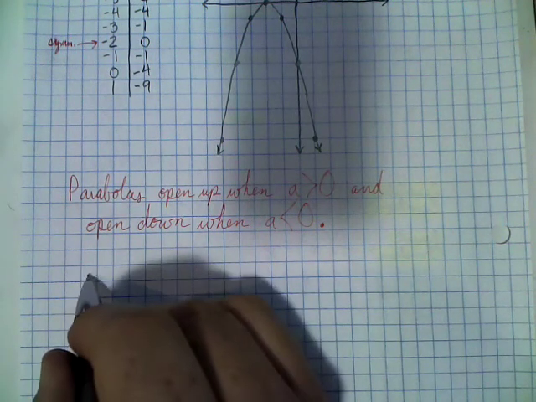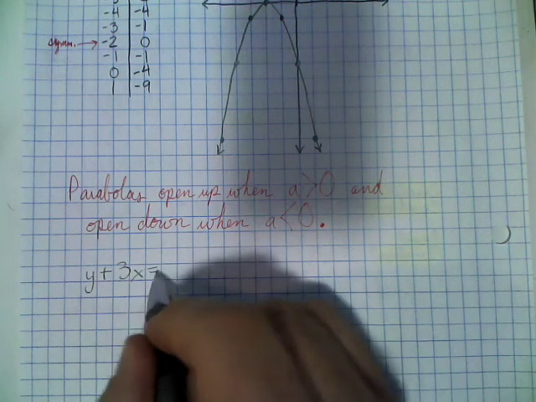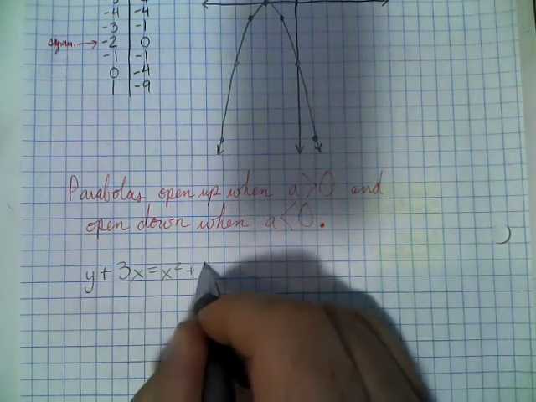So this one, a little bit different. y plus 3x equals x squared plus 1.